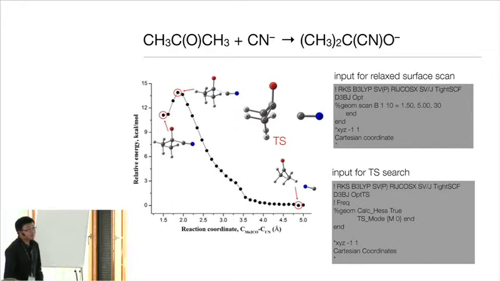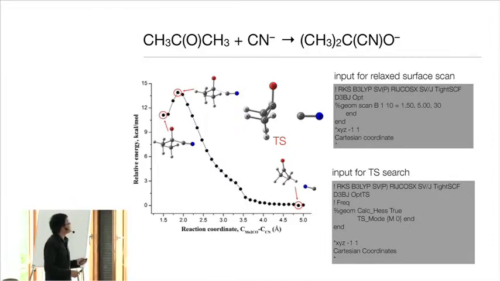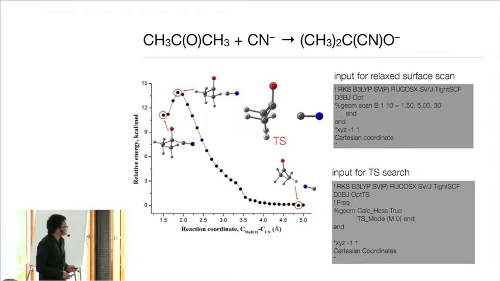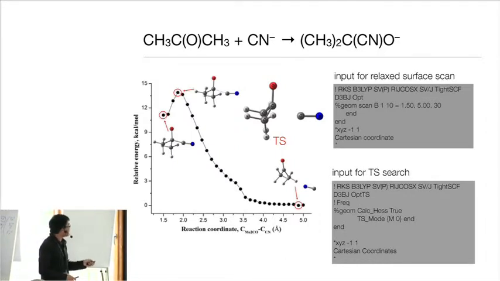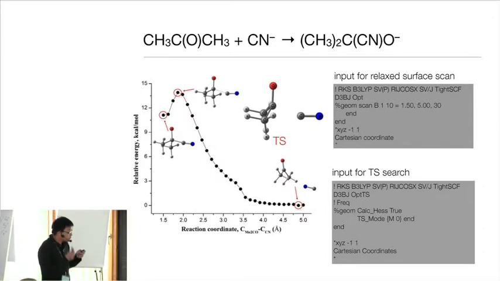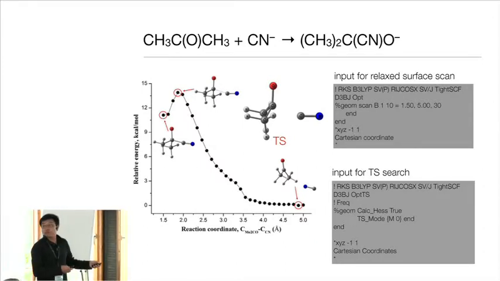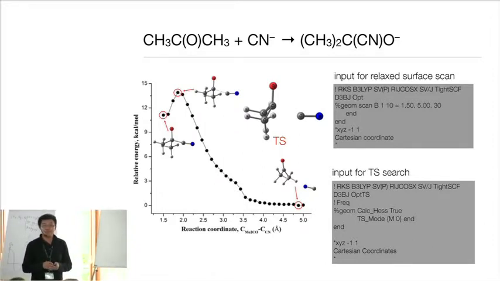Okay, let us try to understand this simple reaction, the nucleophilic attack on this carbonyl compound. We first run the relaxed surface scan. You can start from either the product or the reactant. Our experience tells us that sometimes starting from the product is slightly easier, because sometimes you don't know how to align the two fragments in the proper way. That is a trick you want to know.